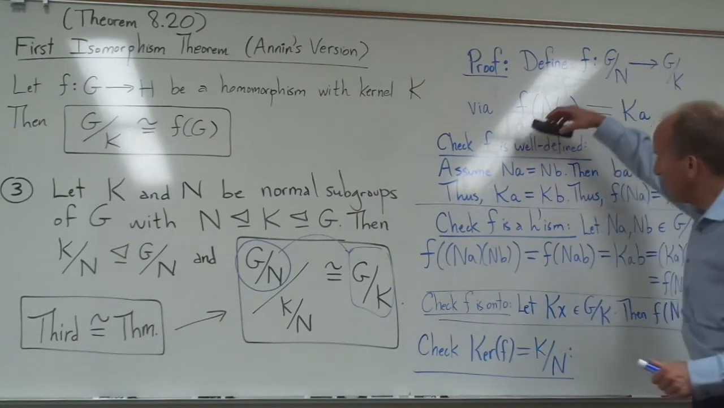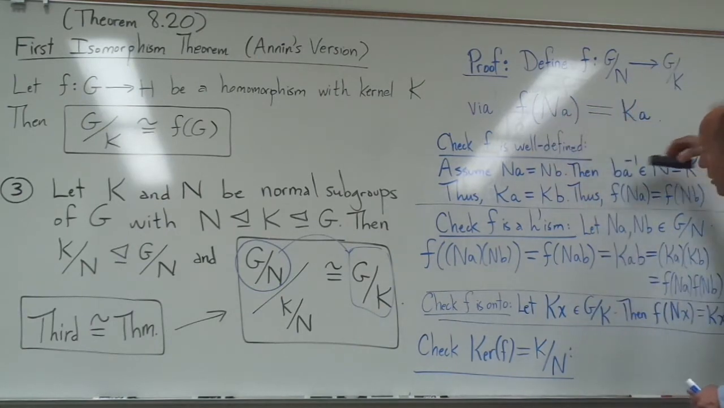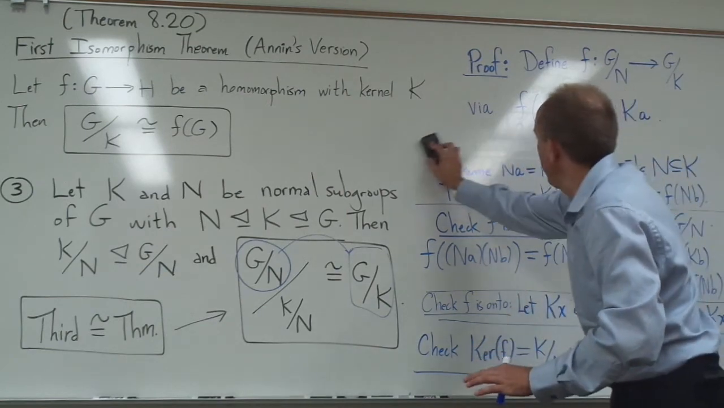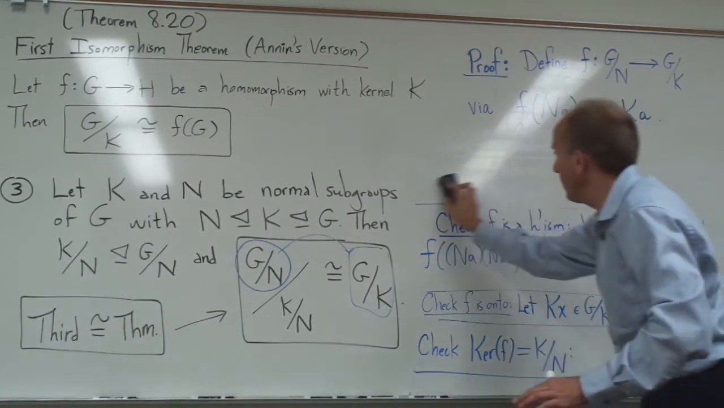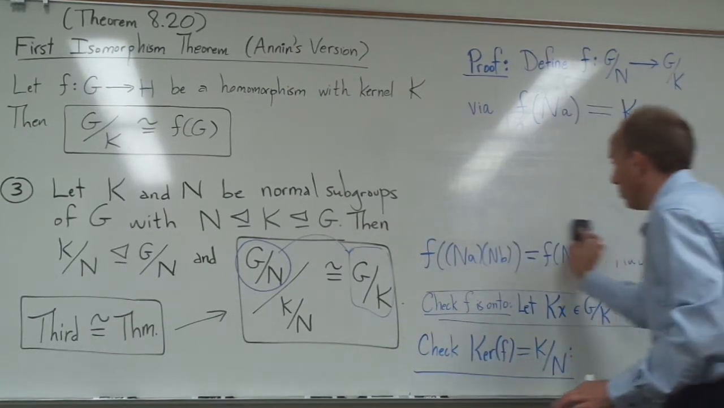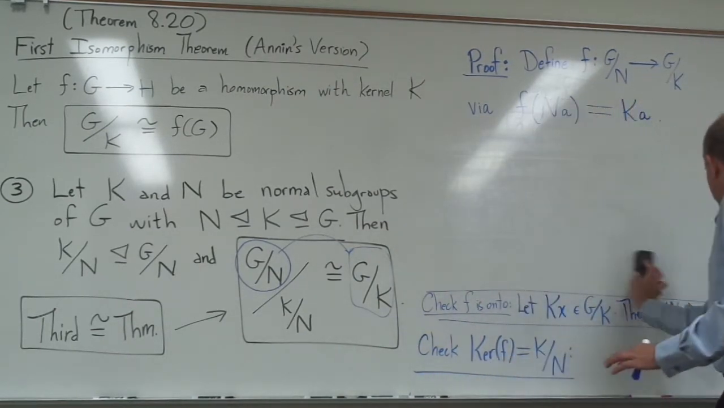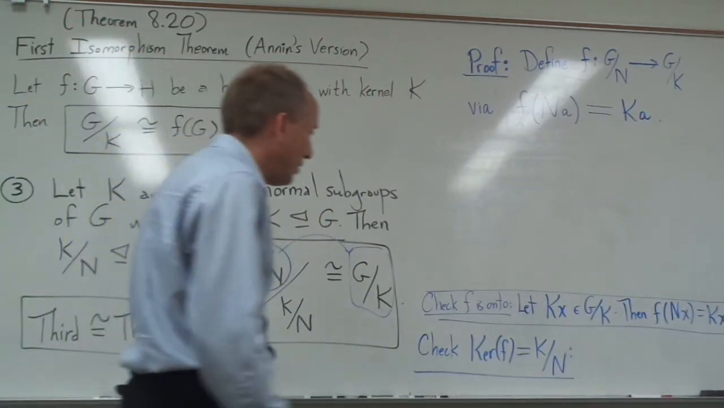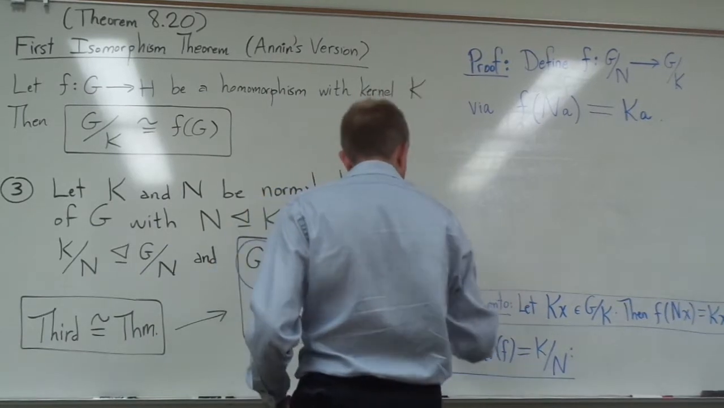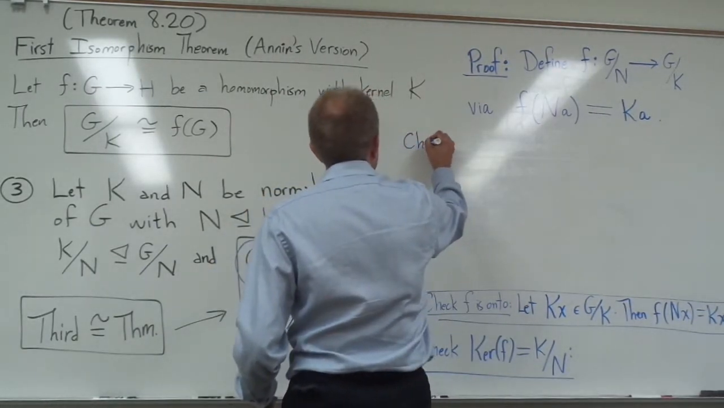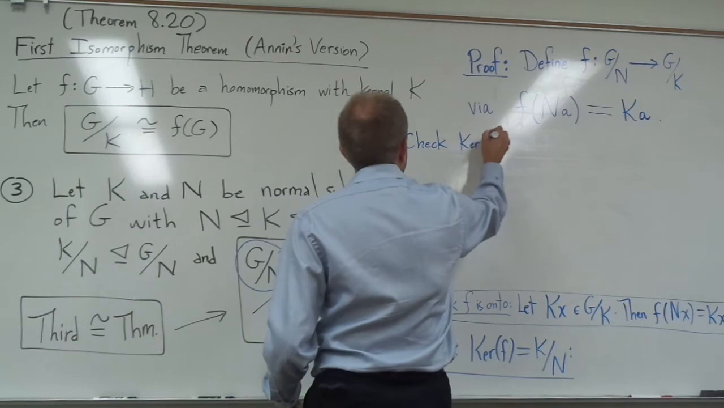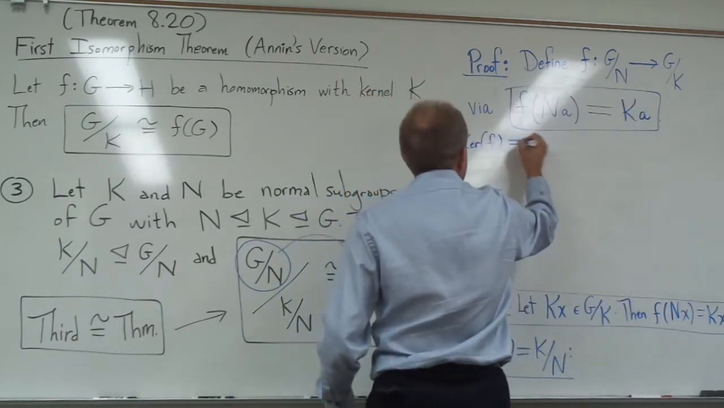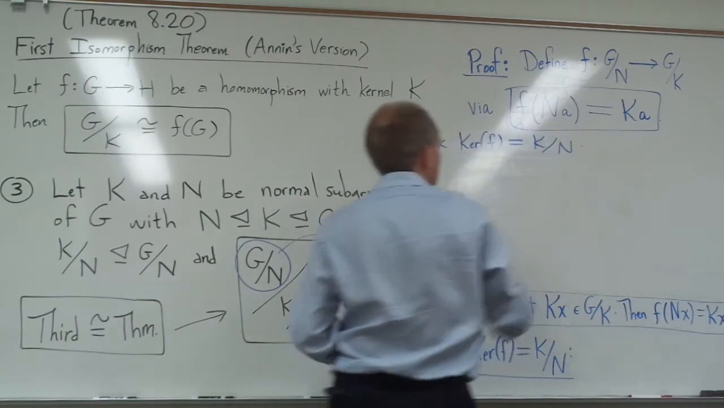I'm going to erase the check that f is well defined and a homomorphism, if that's all right. We've already done that part. If you need to pause or rewind or copy something again more carefully, of course, you can do that on a video, which is kind of nice. So I'll let you do that if you need to. I'm going to check this kernel thing right here. So I'm going to check that the kernel of this function that I just defined is actually equal to K mod N.